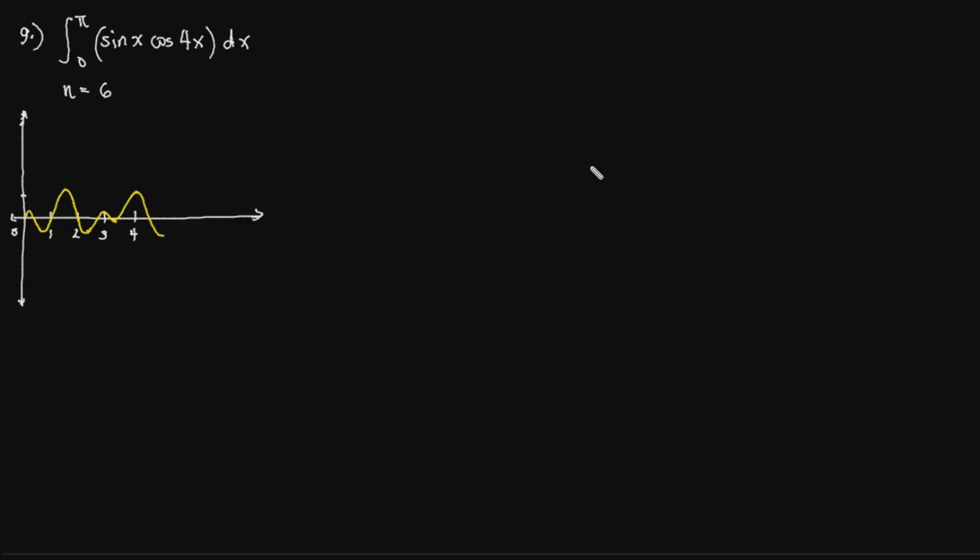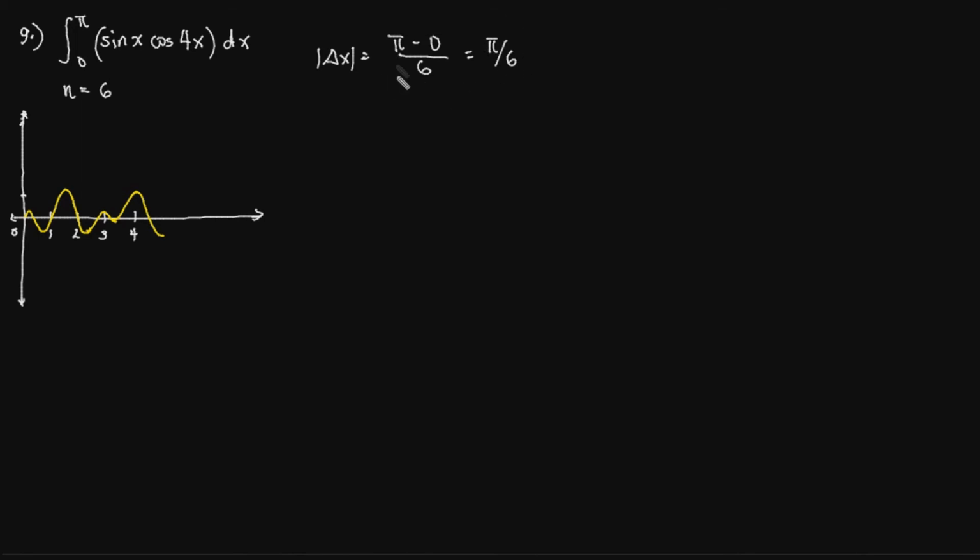Now for the next one, we have sine x, cosine 4x, integrated from 0 to pi, where of course we'll be using the left, right, and the average of these endpoints. It is partitioned into 6 from 0 to pi, and then we have to compute for the norm. Again, that is the difference of the upper and lower limits of integration. So that is pi minus 0 over 6, which gives us pi over 6.